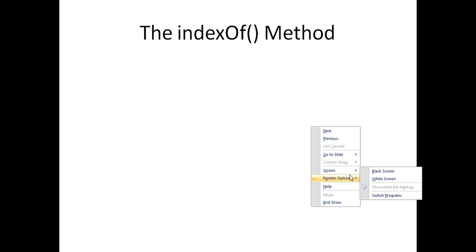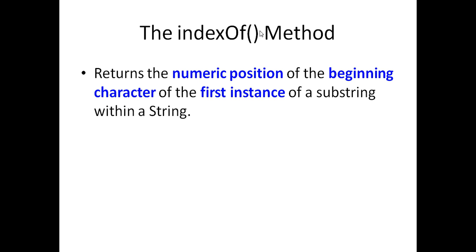Okay, now we're going to look at the indexOf method and see what that does. So let's get our pointer again. The indexOf is also going to return a number, just like the length method. It returns the numeric position of the beginning character of the first instance of a substring within a string. This is not going to make sense until you see an example.